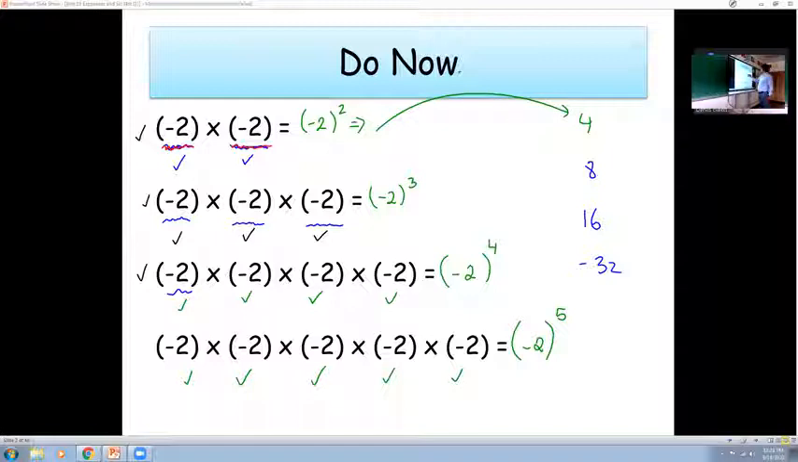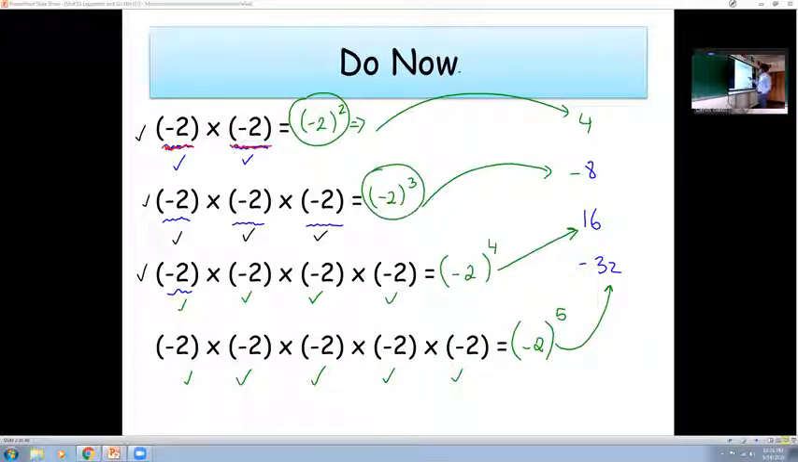And if you put this one on your calculator, you will get the same result we got before. If you put this one on your calculator, you will get 16. But you can ask me, why are we using the exponent? Because it is shorter to write. I don't have to repeat -2 3 times, 4 times, or 5 times.